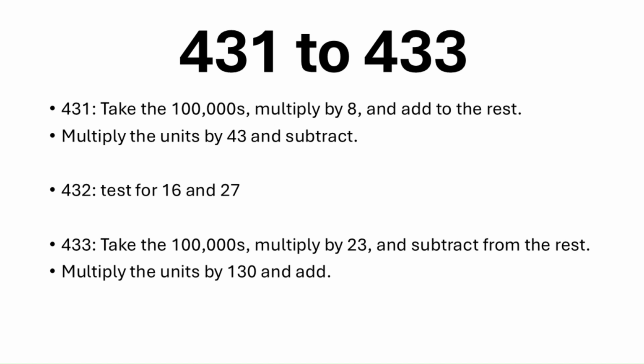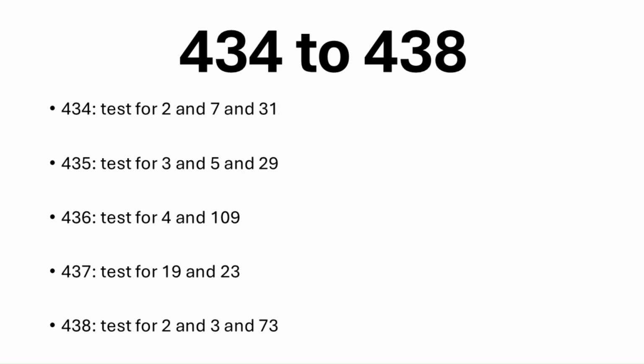432, test for 16 and 27. 433, take the 100,000s, multiply by 23, and subtract from the rest. Multiply the units by 130 and add. 434, test for 2 and 7 and 31. 435, test for 3 and 5 and 29. 436, test for 4 and 109. 437, test for 19 and 23. 438, test for 2 and 3 and 73.